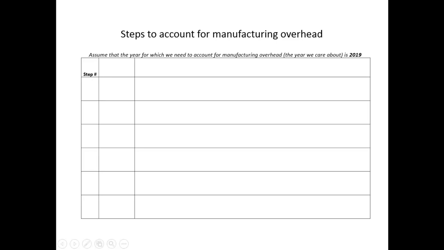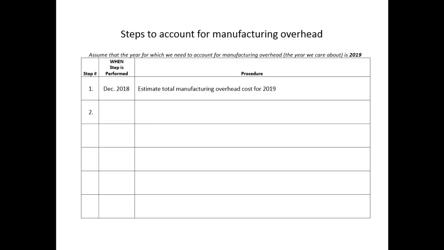Because timing is critical, we'll use a column where we'll indicate when each step is performed, then a column for the procedure involved. The first step, then, to account for 2019 manufacturing overhead will be done towards the end of 2018. In December of 2018, we will estimate what our total manufacturing overhead cost will be for 2019. As you might suspect, a common way of estimating next year's costs is to start with this year's actual costs and tweak them for things that you think will change next year.